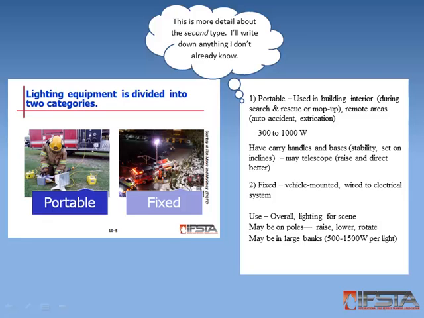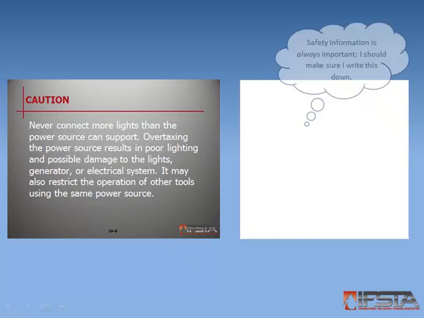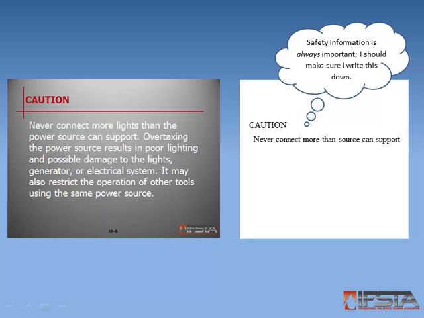A number of these units mounted on apparatus are only limited by the amount of power produced by the vehicle-mounted generator or apparatus electrical systems. A caution: never connect more lights than the power source can support. Overtaxing the power source could result in poor lighting and possible damage to the lights, the generator, or the electrical system. It may also restrict the operation of other tools being used by the same power source. So if you're using electrical extrication equipment from the same power source, you may not get as much power from the electrical extrication equipment.